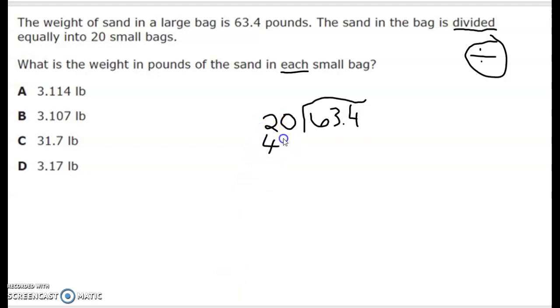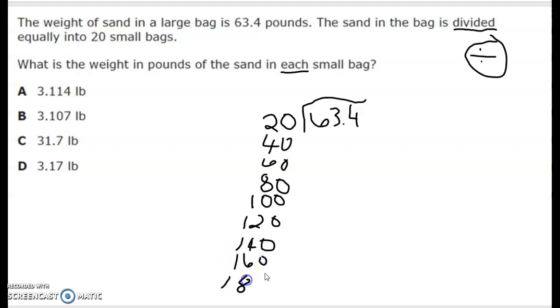20, 40, 60, 80, 100, 120, 140, 160, and 180. Is there any reason for me to go any more? No, we always do 9 multiples. 1, 2, 3, 4, 5, 6, 7, 8, 9.